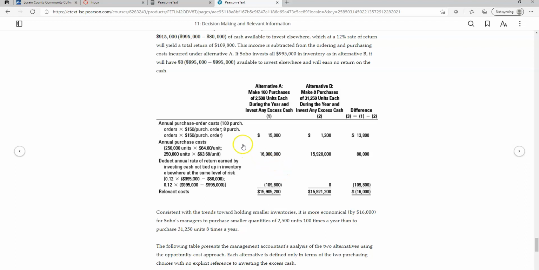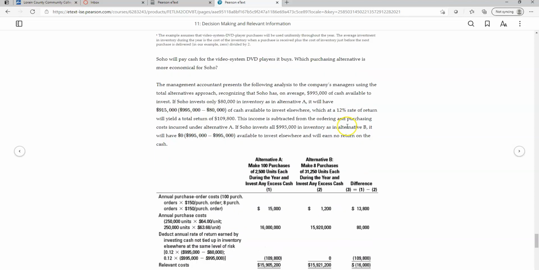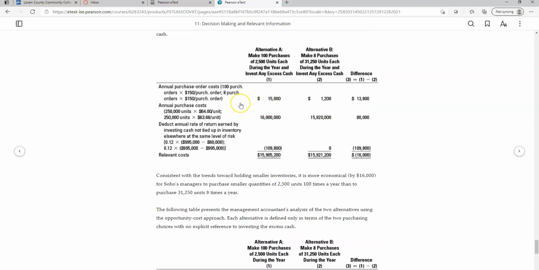So what if I choose to only purchase 2,500 units at a time versus 31,250 units during the year? First of all, my annual purchase order costs are going to go down by 13,800 if I choose alternative B over alternative A. If I take my annual purchase costs, I'm going to save $80,000. We had just calculated that on the calculator here.